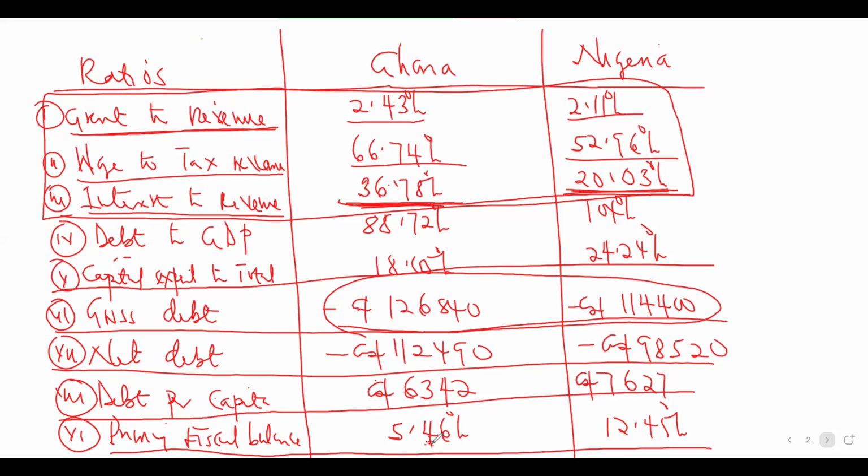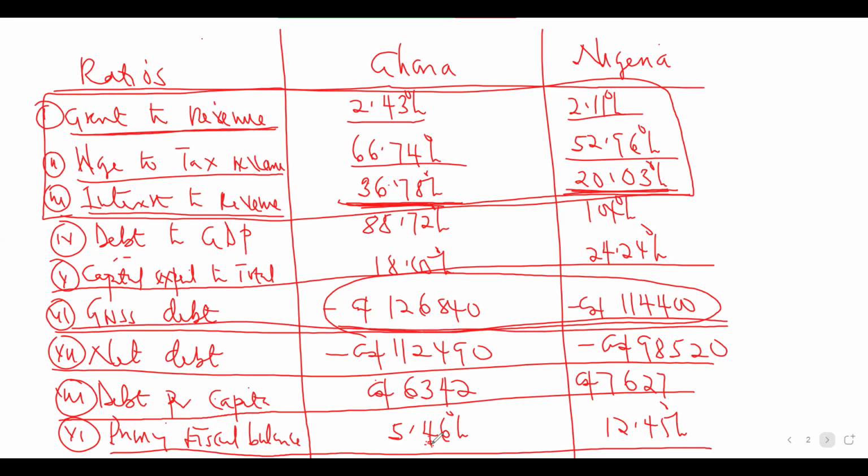Okay, it means that Nigeria will be getting 12.45 of their gross domestic product from their normal operations. Ghana will only be supplying only 5.46 to that. But if you come to the financial position, just look at the financial items, the gross debt.